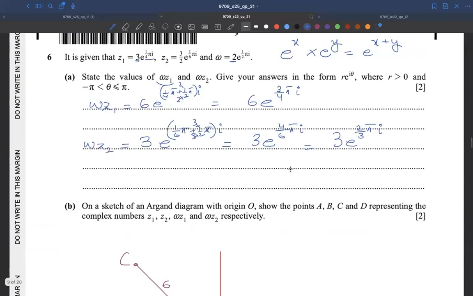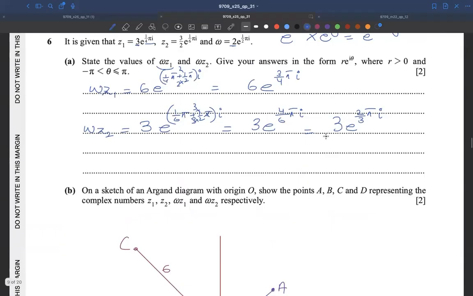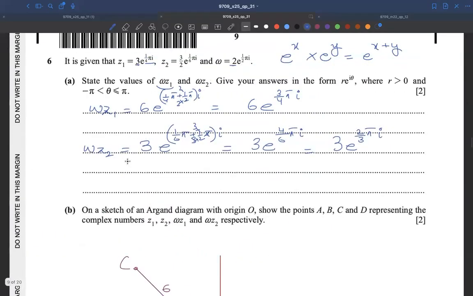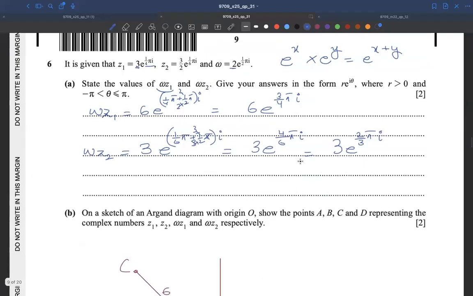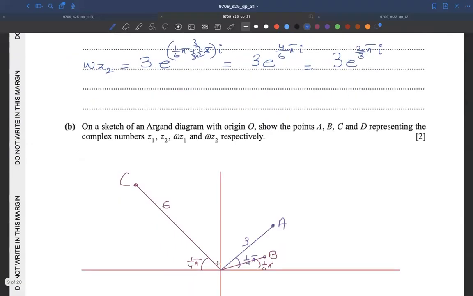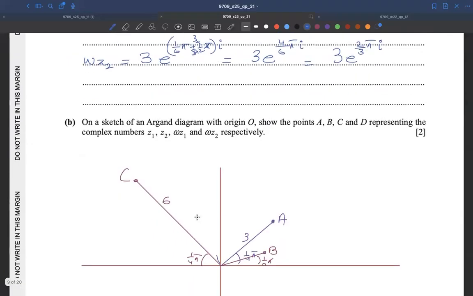And finally, D has a magnitude of 3. So it is in the same direction as ωz2, and the angle is 2π/3. So 2π/3 is 120 degrees. So it would be in this direction, D would have a magnitude of 3. And this total angle would be 2π/3. So we'll just write the magnitude over here, and this angle in terms of degrees would be π/6, or the total angle would be 2π/3.